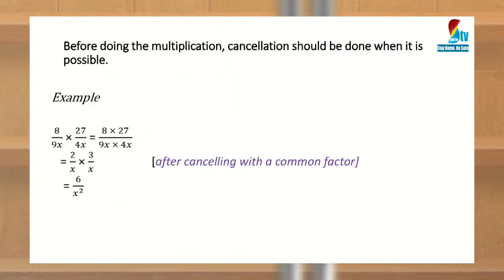And then your answer is final because it's left in its simplest form. But it is going to happen that you have some common factors. If you do have some common factors, please cancel common factors before you multiply. So now I'm having 8 over 9x times 27 over 4x.